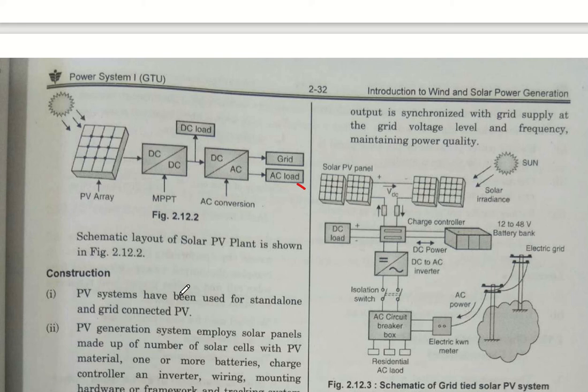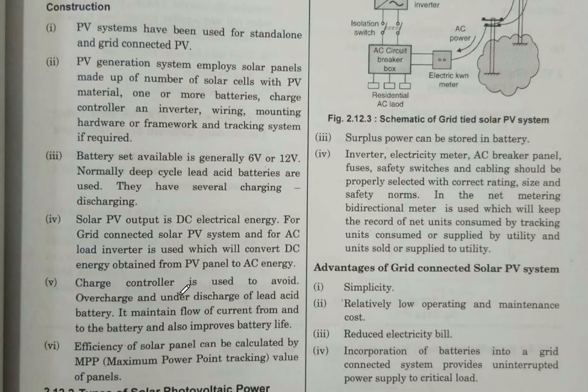Now solar PV output is DC electrical energy, and for a grid connected solar photovoltaic system and for AC load, an inverter is used, which will convert DC energy into AC energy. Okay, that's what inverters are used for. Then your charge controller is used to avoid overcharging or under-discharging of the battery. It maintains the flow of current in the battery. Okay, and last but not least, the MPPT system, maximum power point tracking system, with which we can calculate the efficiency of the solar panel.